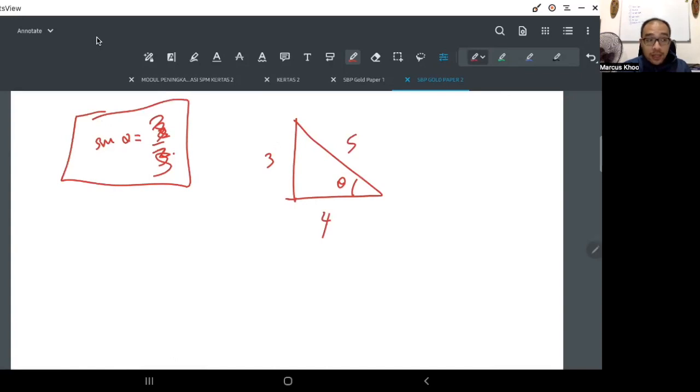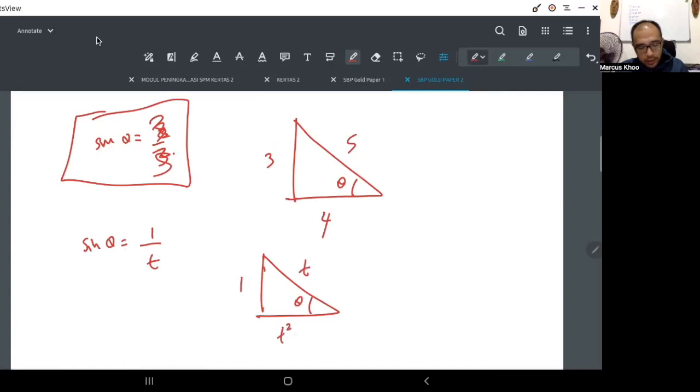Okay, so even if it is something as simple as sine theta equals to 1 over t. Okay, then you know, this is theta, 1 must be here, t must be here. So this is what? Square root of t squared minus 1, using Pythagoras theorem. So forming this triangle is a very important skill, because that will help you with a lot of things.